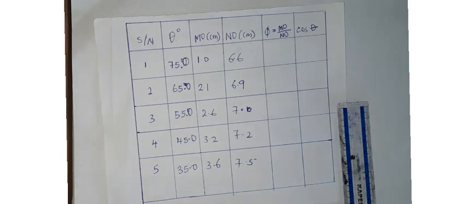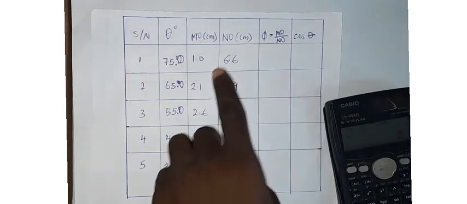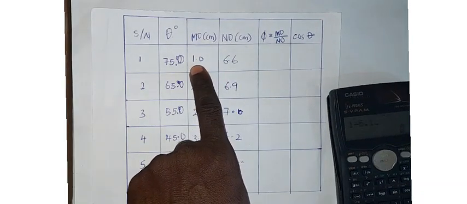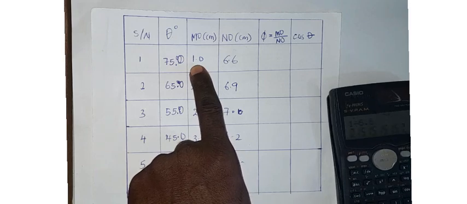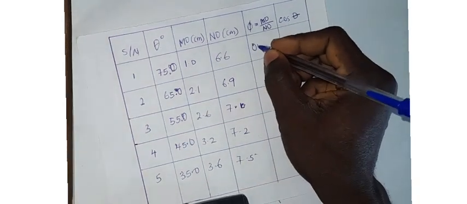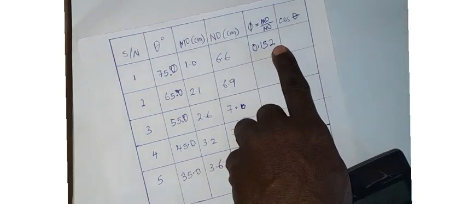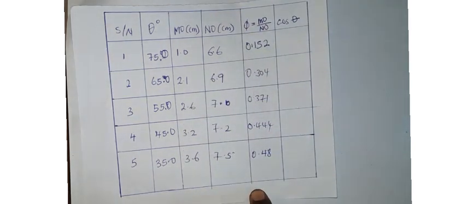Now that is how easy it is for me to take my reading within a very short period of time. If I am not explaining, my time will be faster than this. Okay, so now let's evaluate all of this. So theta is going to be MO divided by NO. I'll just do for this 1 divided by 6.6. That is equal to 0.152, to 3 significant figures. So I'm going to fill all of this now. So these are the values.